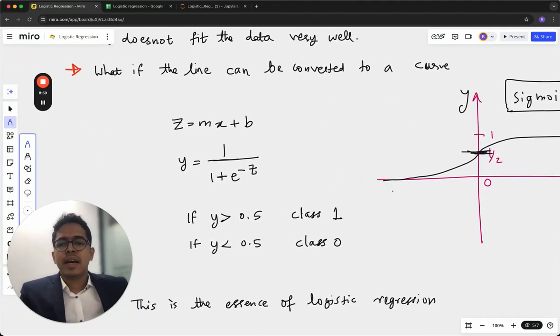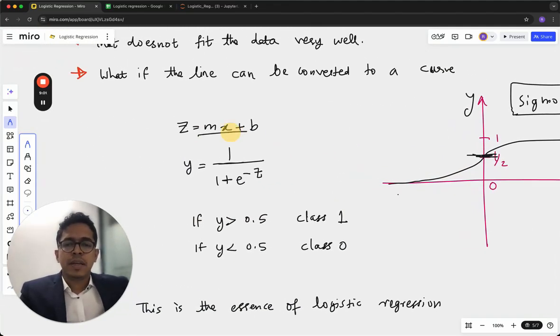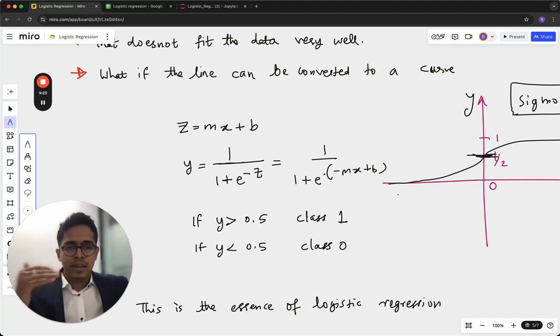So we assume that z equals mx plus b is the term where m and b are the parameters that we have to optimize. And we say that y equals 1 by 1 plus e raised to minus z is the sigmoid curve that we have to obtain. And what is this? This equals 1 by 1 plus e raised to minus (mx plus b). So here x is the x-axis value, and that is going to give us the value of y. And the only two parameters that we have liberty to play with are m and b.